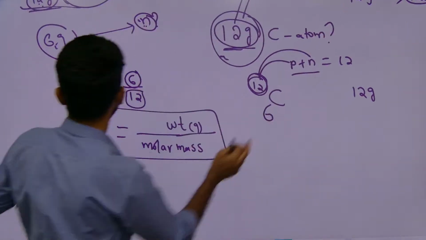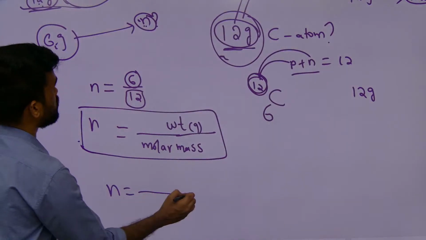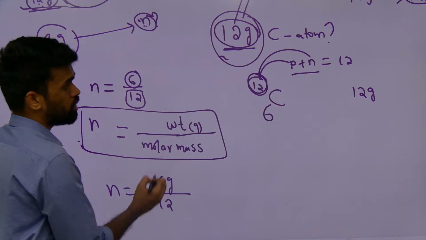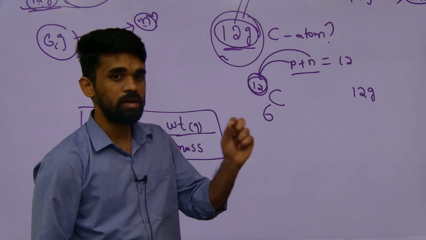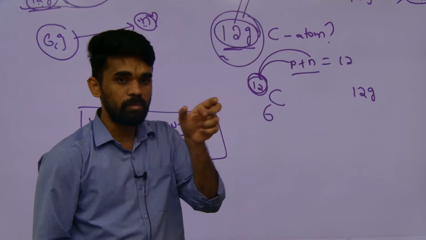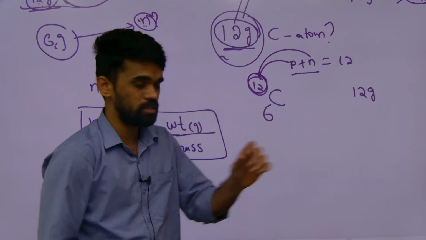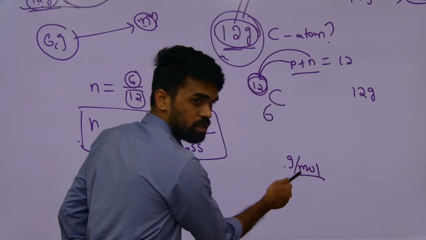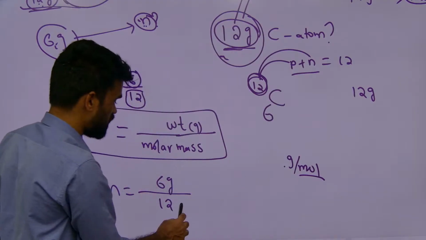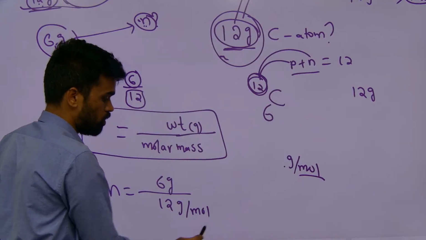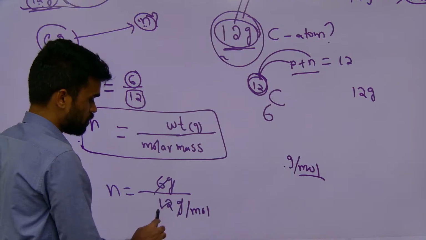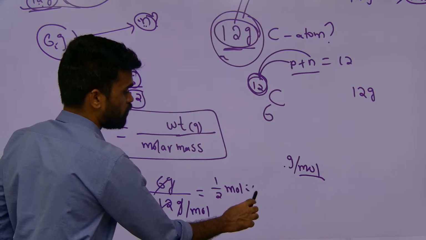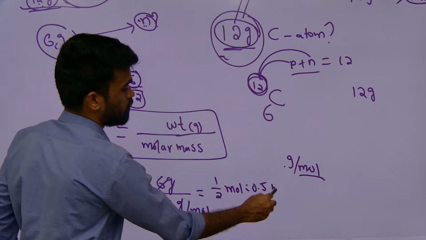Now just see: number of moles equals given weight, 6 grams, over molar mass, 12. The name itself says molar mass means the mass of 1 mole of substance, so the units of molar mass are gram per mole. The grams cancel, and it is 2 times, so 1 by 2 mole, or half mole, you can write 0.5 mole.